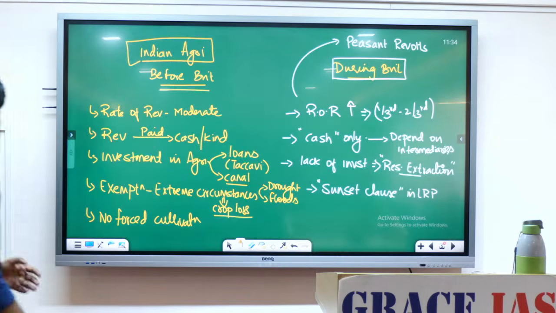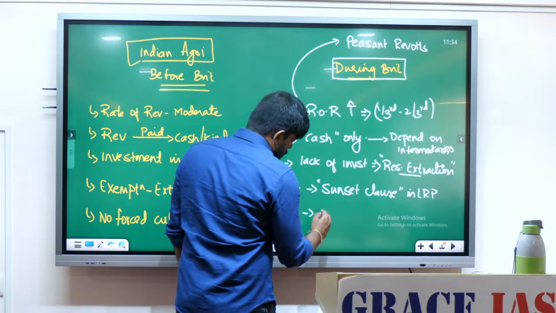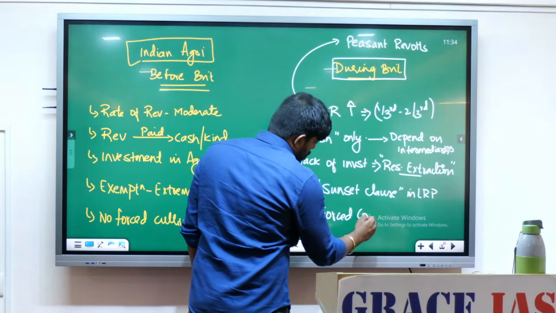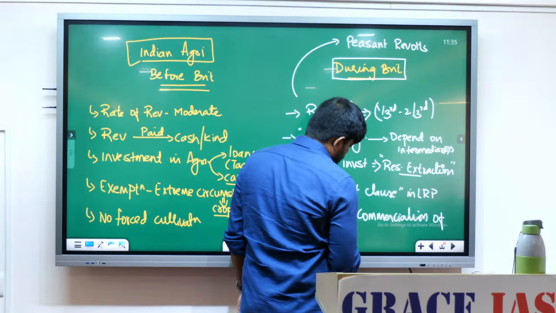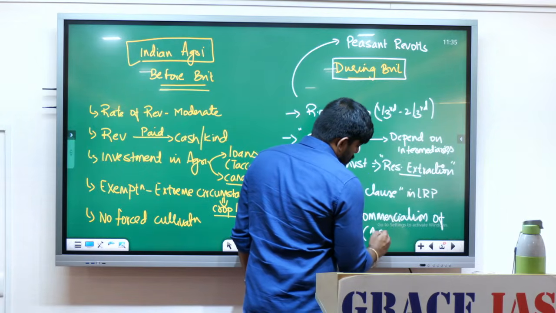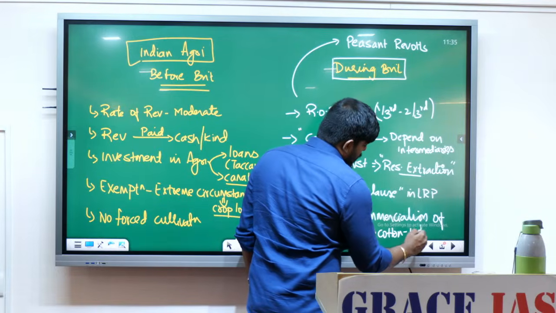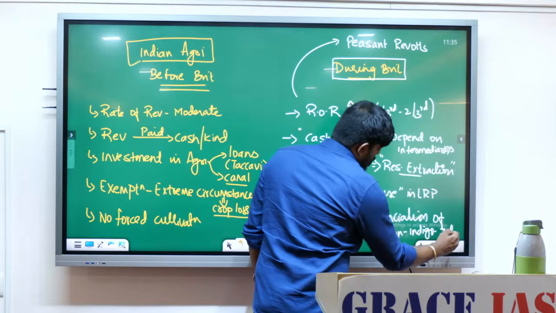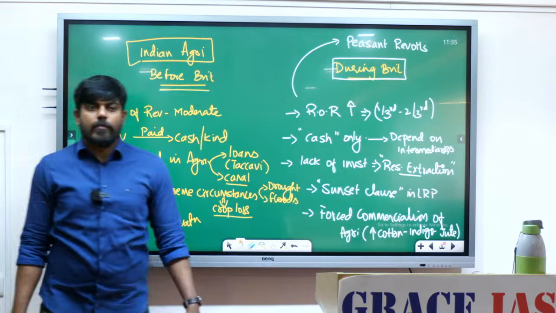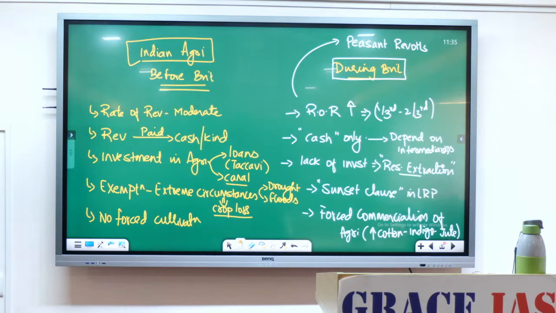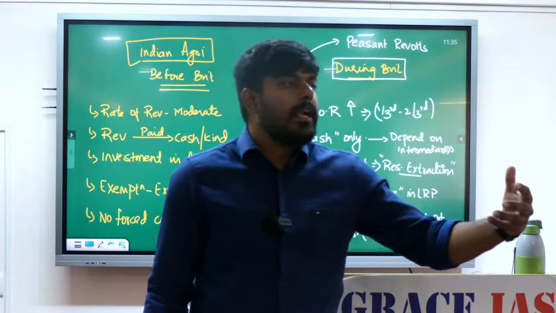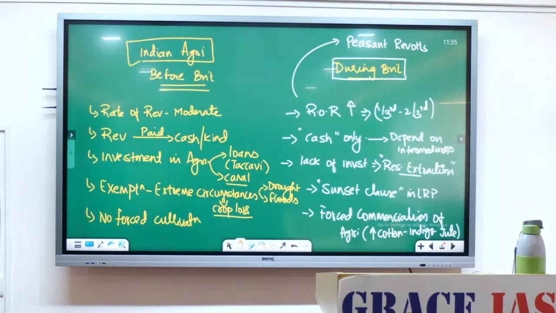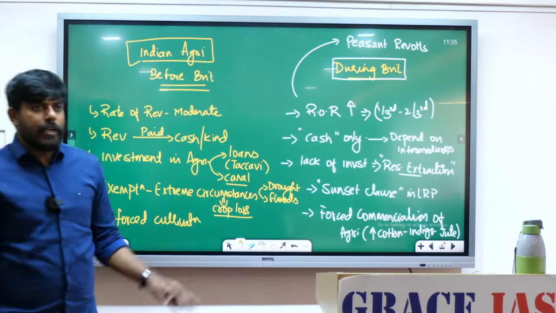Okay. So now the next thing is there was forced commercialization of agriculture. Forced commercialization of agriculture. So they started forcing our farmers to cultivate cotton, indigo, jute and such other commercial crops. Why? Because it was needed for their industries. They made India the supplier of the raw materials. So this is the provision. Okay. So now did you understand?